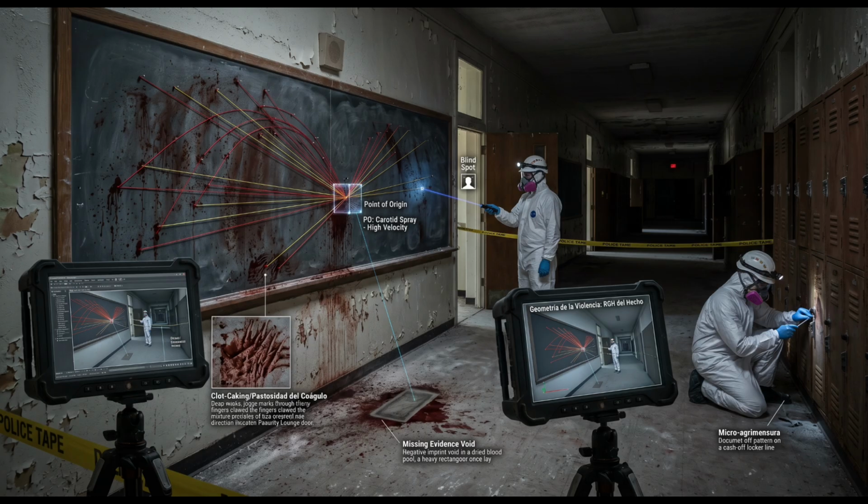The most damning piece of evidence was found on the floor, a circular gap in the blood pool. Through chemical testing, we determined this was not an absence of blood, but a negative imprint. The perpetrator had placed a heavy, rectangular object, likely a briefcase or a ledger, over the blood to hide a specific piece of evidence, possibly a document, before dragging the victim away.